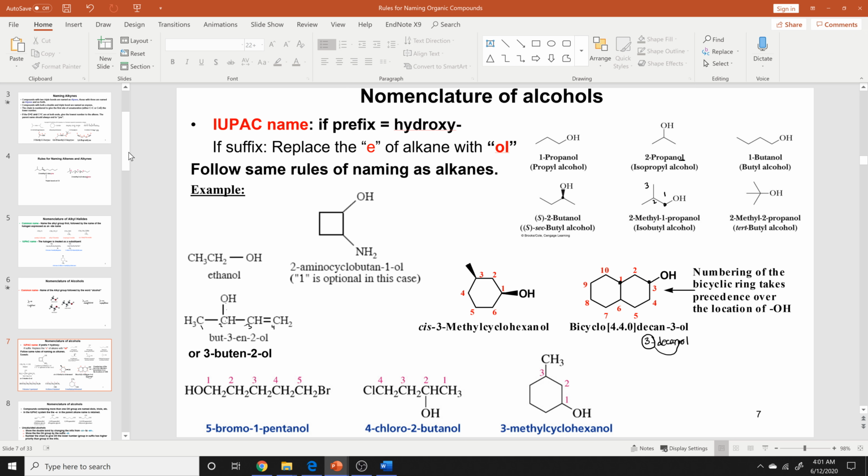Now, if you have an alcohol and NH2, NH2 is going to be a substituent in that case, and that substituent we call amino. So it's going to be 2-aminocyclobutanol. 1 is optional in this case.